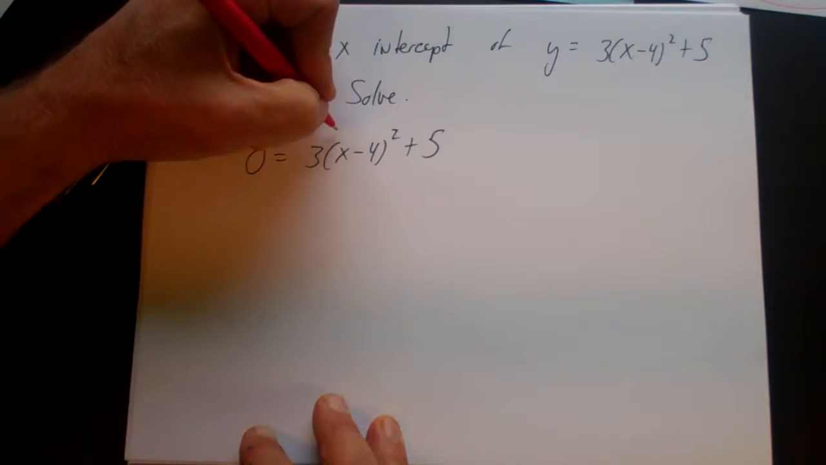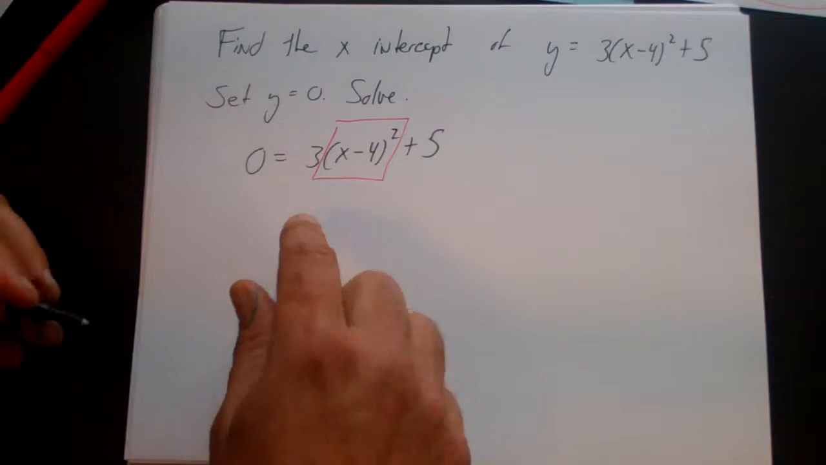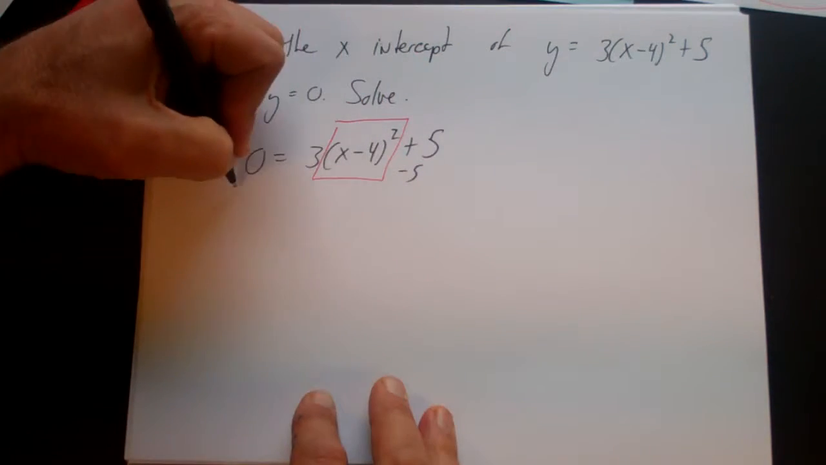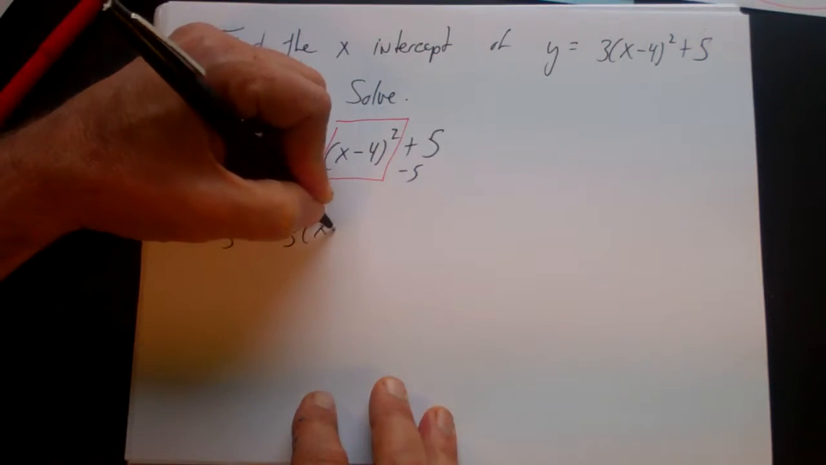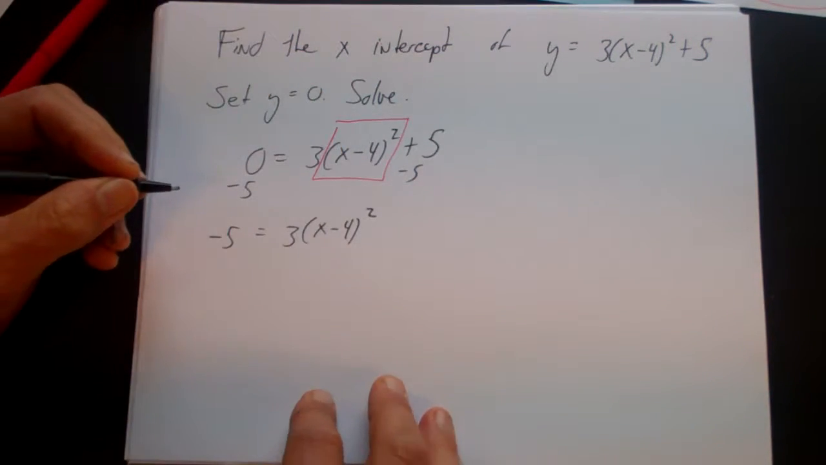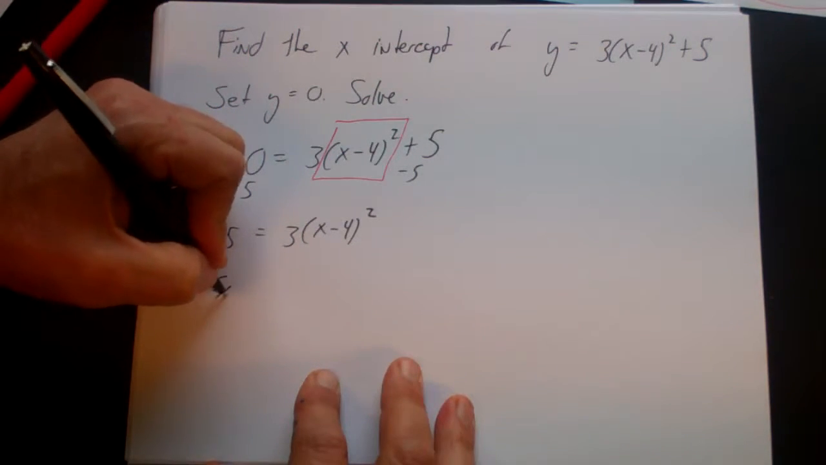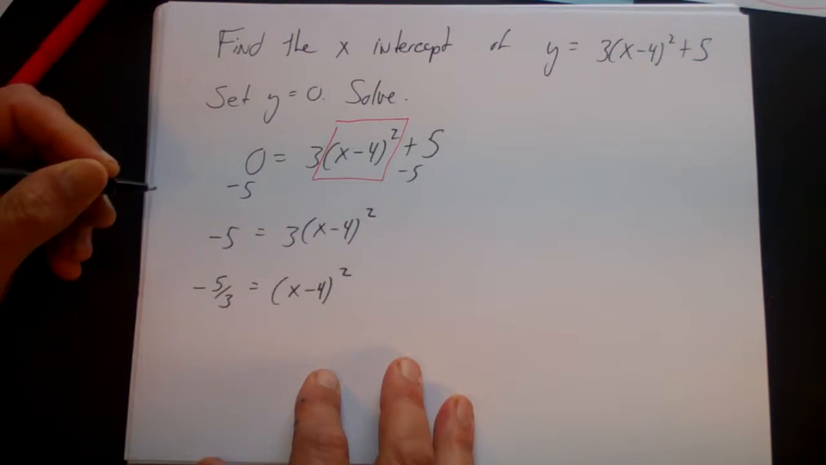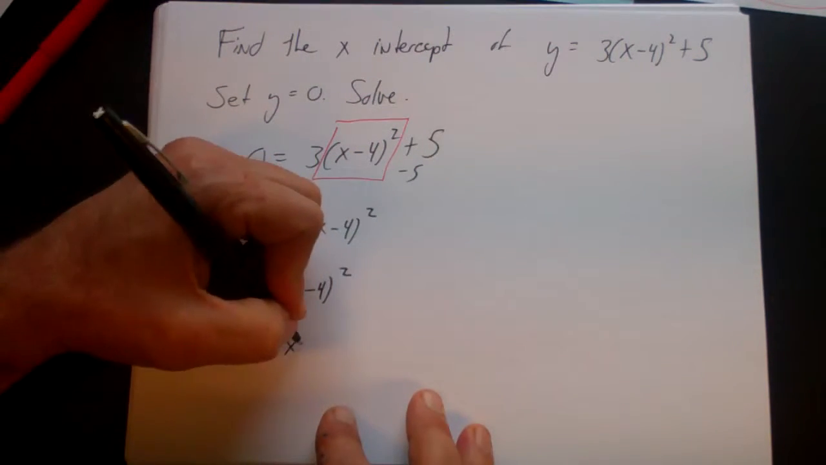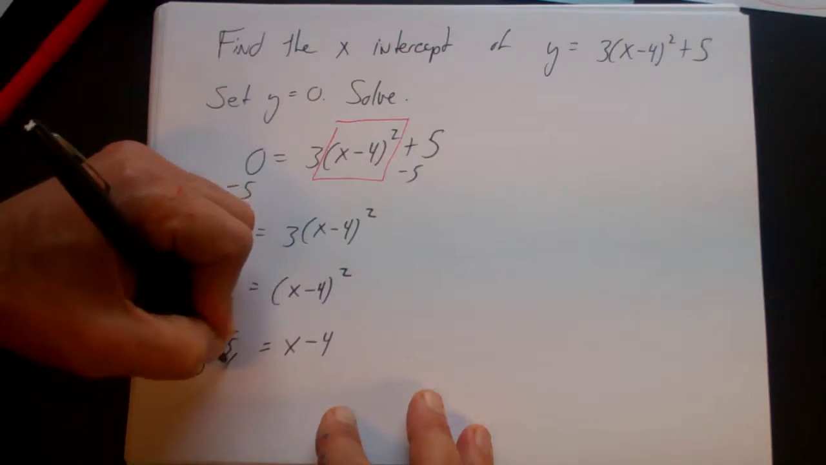Now if you notice, there's only one squared term here. So what we're going to do is isolate that by first subtracting 5. So you have minus 5 is equal to 3 times (x minus 4) squared. I'm going to divide by 3 or multiply by 1/3, so I get minus 5/3 is equal to (x minus 4) squared. Now I'm going to take the square root of both sides. I get x minus 4 is equal to plus or minus the square root of minus 5/3.